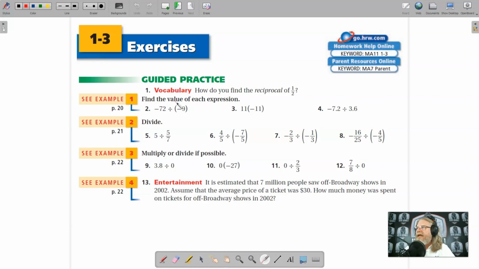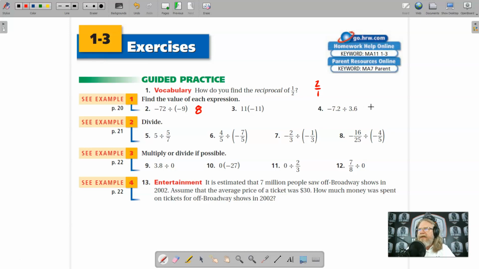Here in our exercises, find the value of each expression. Vocabulary. How do you find the reciprocal of 1/2? You flip it, right? 2 over 1. Find the value of each expression. So negative times negative is positive. 72 divided by 9 is what? 8. Positive 8.